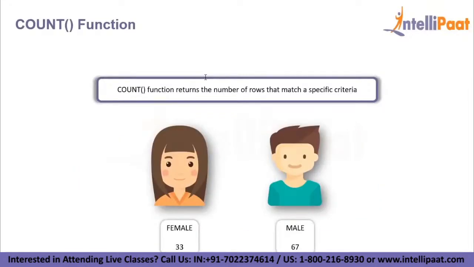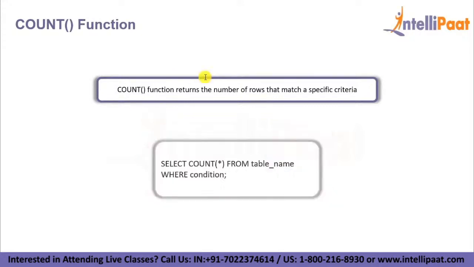Then there's the count function. The count function returns the number of rows that match a specified criteria. That is, if we wanted to find out the number of male and female employees in a company, then we can use the count function. Let's look at the syntax. After the select keyword, you will use the count function and give an asterisk inside the parenthesis. Then you will give the table name, and finally you will use the where clause to give the condition.